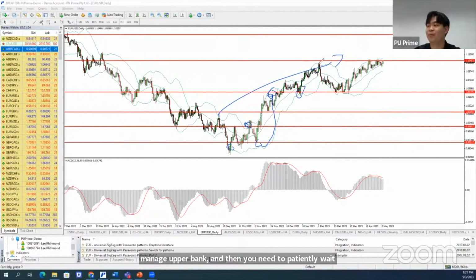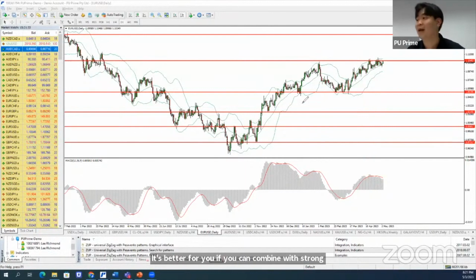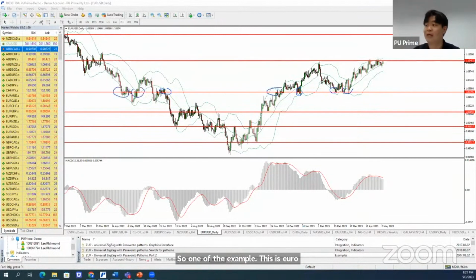This is how we trade by Bollinger Band. It's better for you if you can combine it with a strong support level. So one of the examples, this is the Euro chart. And then you can see here is a very strong support level. It has been tested a lot of times already. Previously, I tested around 4 times before it hit the Bollinger Band lower band.